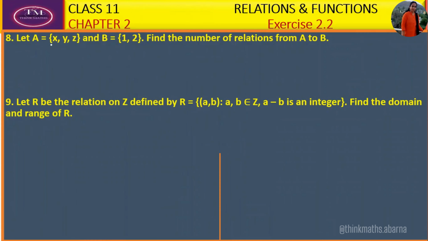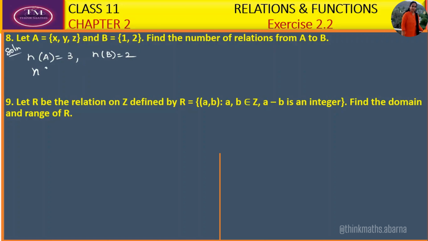Let A is equal to set of all x, y, z. B is equal to set of all 1, 2. Find the number of relations from A to B. Very simple. What we know? How many elements in A? Is n of A. Number of elements in A? 1, 2, 3. How many elements in B? 1, 2. There are 2 elements.